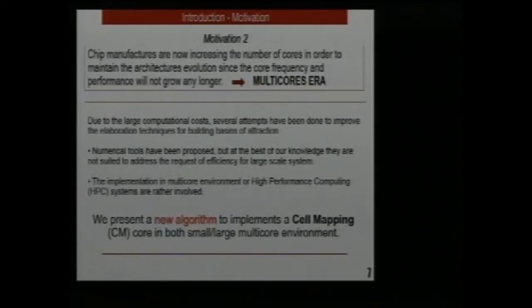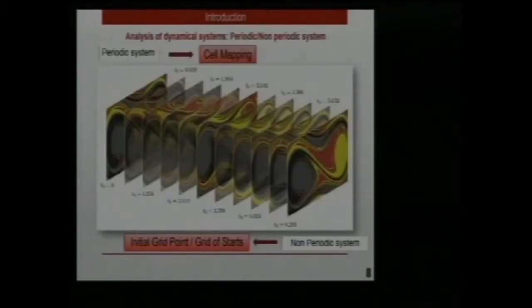And the cell mapping method basically works for periodic systems, because you need the periodicity in such a way that you can build your map according to a Poincare section. But we have also done, not reported here, software and algorithms for non-periodic systems using different kinds of algorithms. But we focus only on this one. Basically, we build up a map of the phase space, built on stroboscopic Poincare sections.